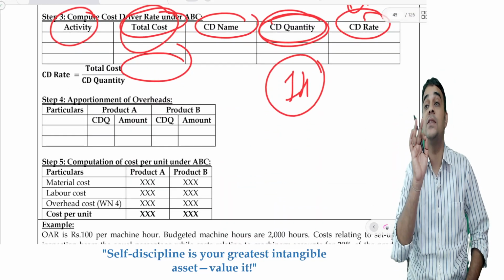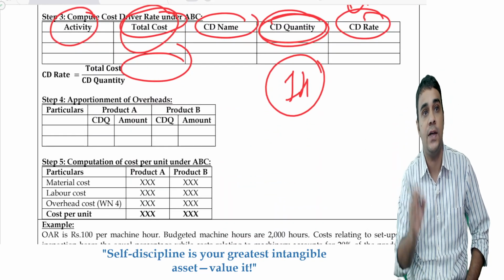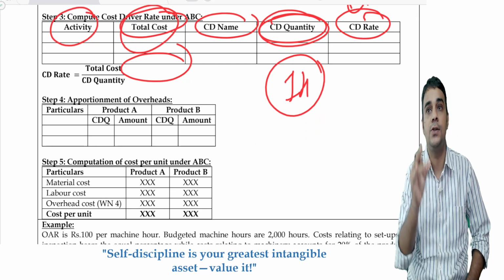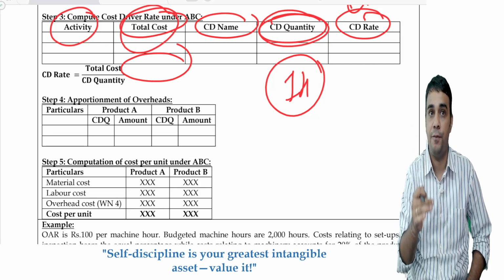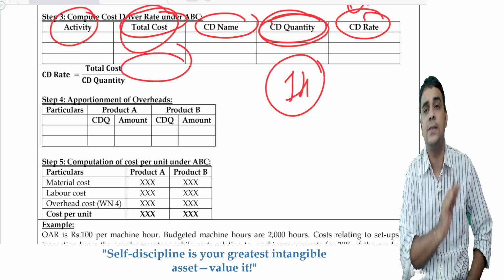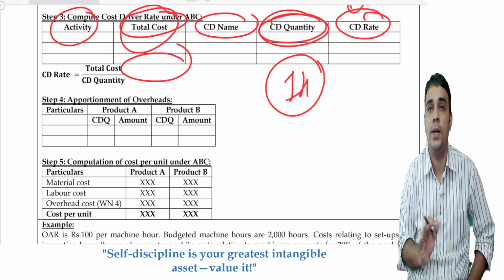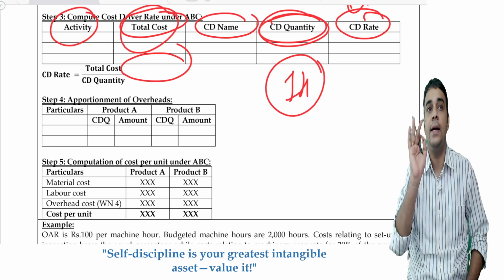Individual product-wise write the CDQ. CDQ is inspection, production runs, number of purchase orders, number of inspections, number of maintenance hours. Whatever is the driver, write them individually, and then do a multiplication.